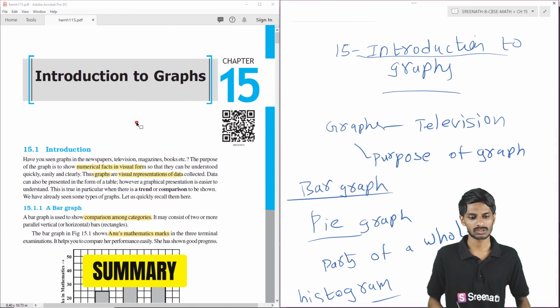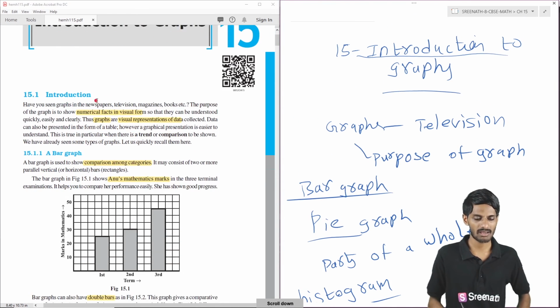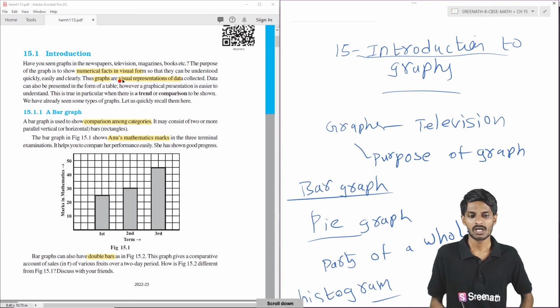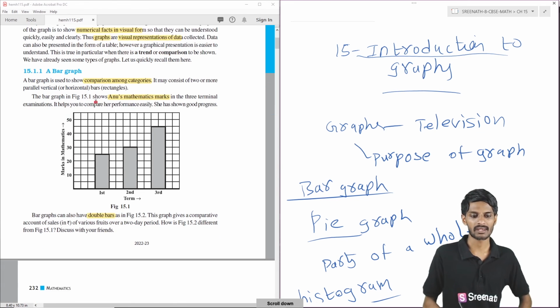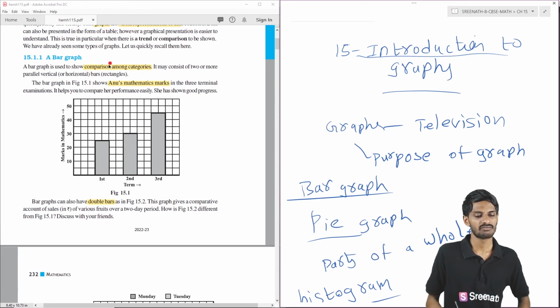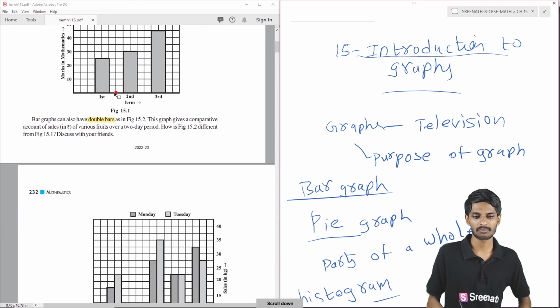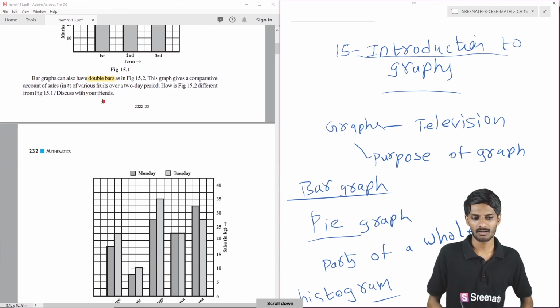We'll see the total summary. First is the introduction to graphs, students. We need graphs to represent numerical facts in visual form. Visual representation helps us to understand easily and compare easily. Next is bar graphs, which are used for comparison among categories, students. Sometimes it is also possible to draw double bar graphs.